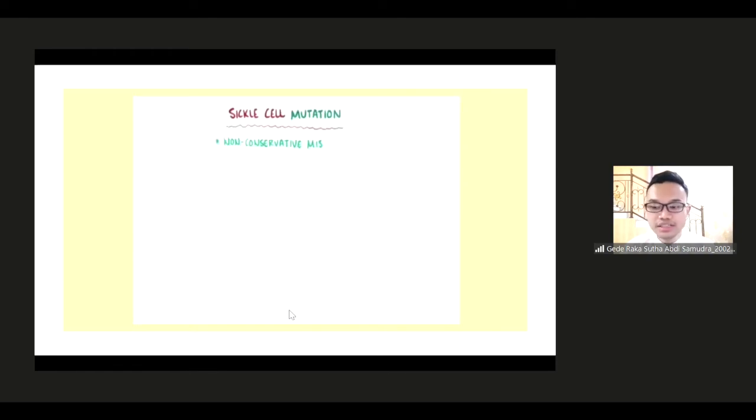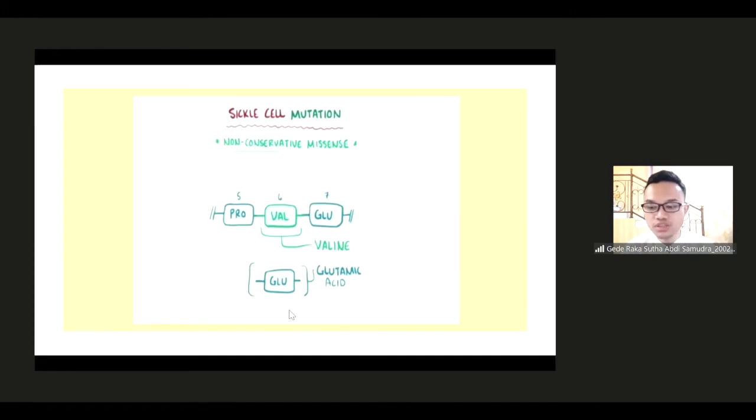The sickle cell mutation is a non-conservative missense mutation that results in the 6th amino acid of beta globin being valine instead of glutamic acid. A non-conservative substitution means that the new amino acid, valine, which is hydrophobic, has different properties than the one it replaced, glutamic acid, which is hydrophilic.